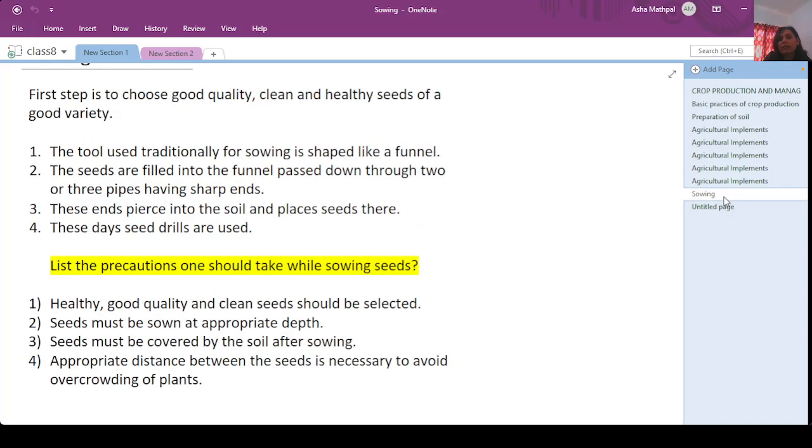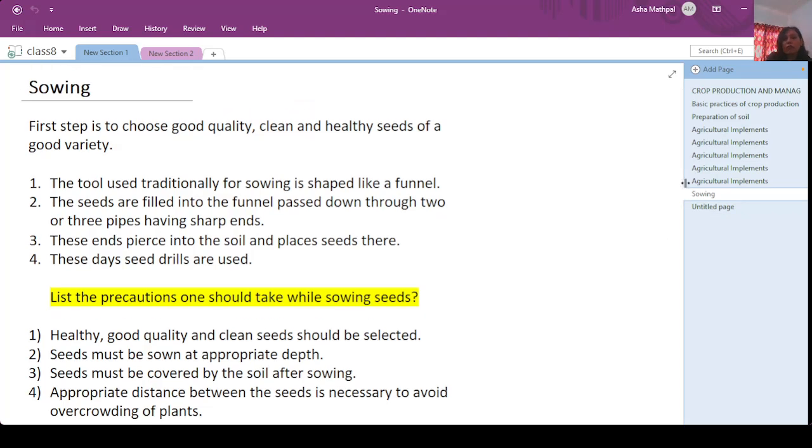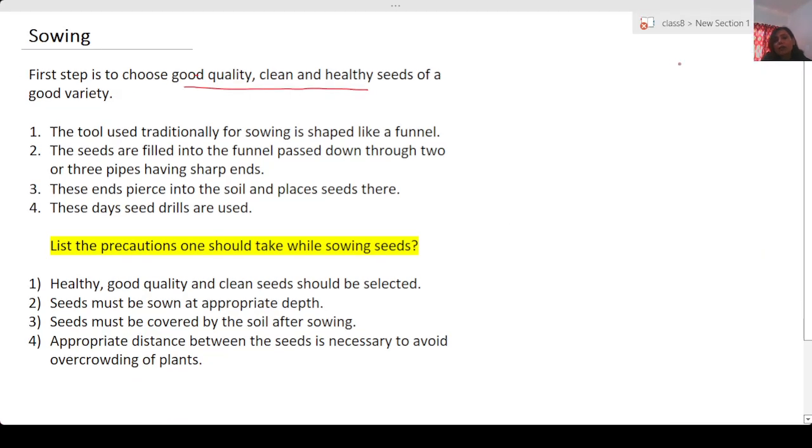Now the next agricultural practice is sowing. Sowing is a very important step after the preparation of soil. Why is it very important? Because the first step needs to be taken very carefully, that is, selection of good quality, clean and healthy seeds. So for that, what is usually done is that the farmer selects the healthy seeds.